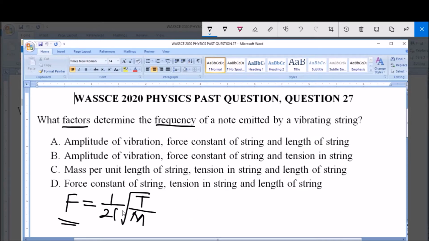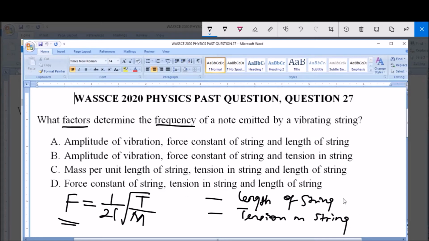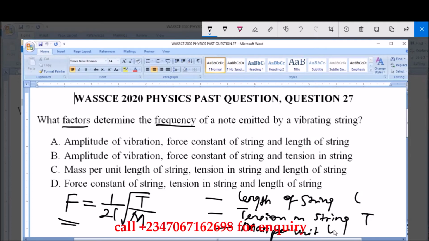Now from here you will see that this frequency actually depends on, 1, the length of the string, 2, the tension in the string, which is the T. The length of the string is L, tension of the string is T, and also the mass per unit length, which is M.